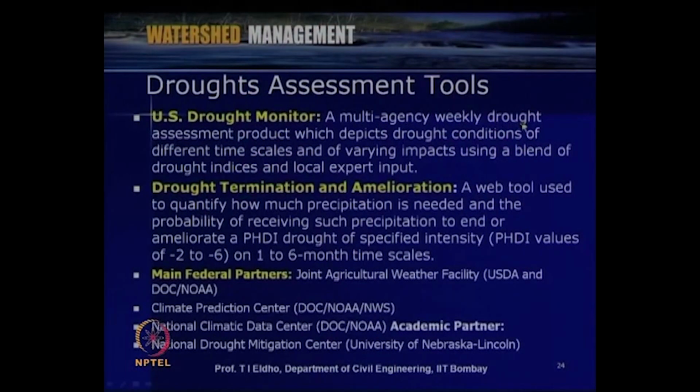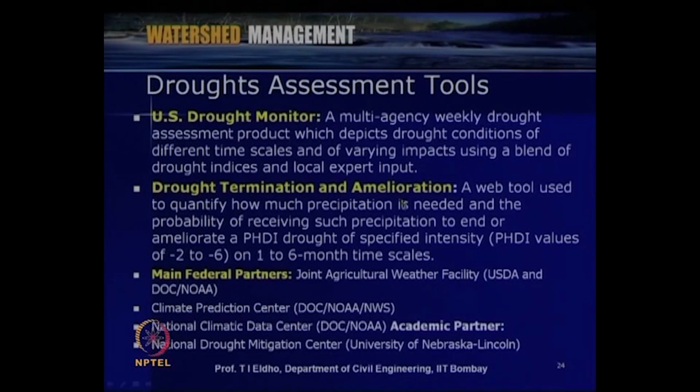So, different countries have developed drought monitoring tools or assessment tools. One of them is called the US Drought Monitor, a multi-agency weekly drought assessment product which depicts drought conditions of different time scales and of varying impacts using a blend of drought indices and local expert input. As we discussed earlier, specific types of drought indices are used, and in the United States this US Drought Monitor has been developed and is used as a drought assessment tool.